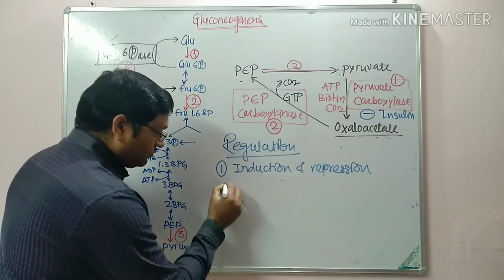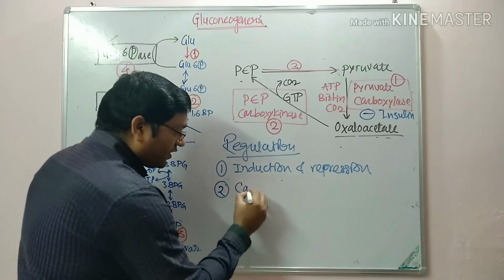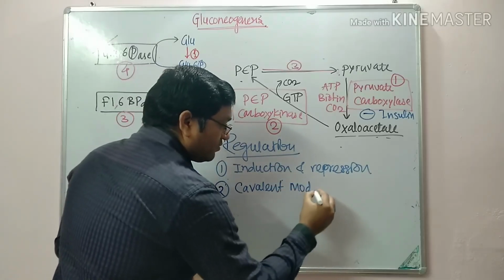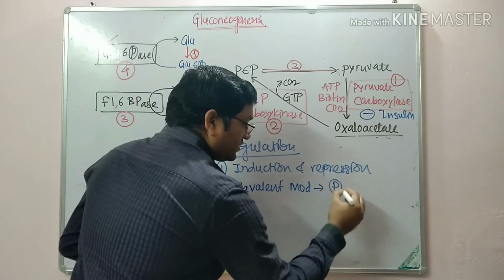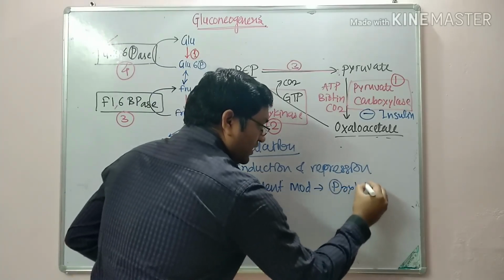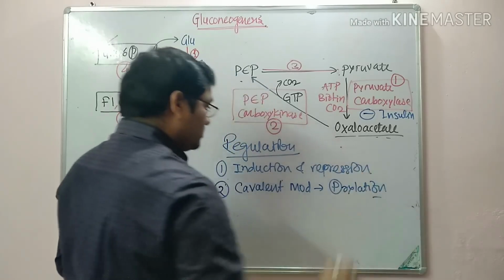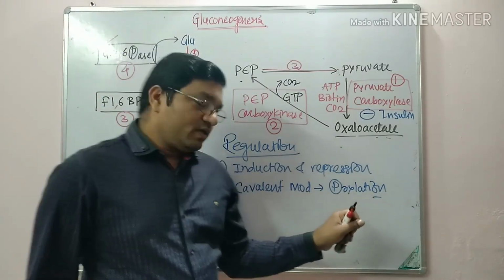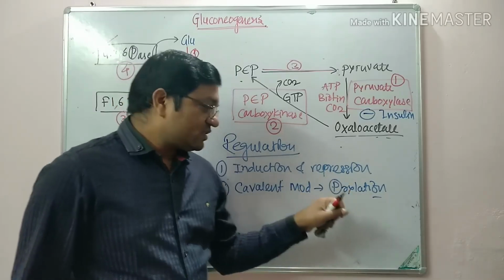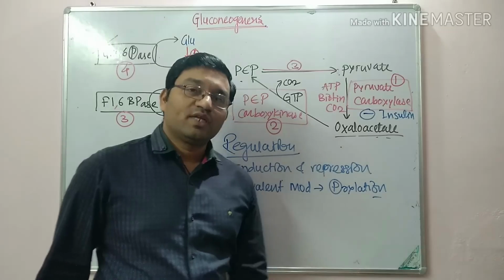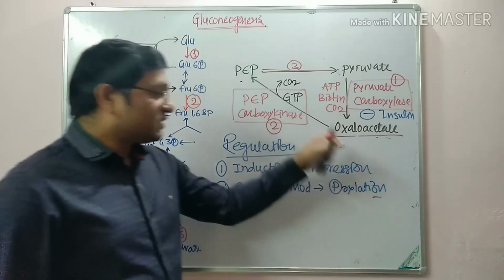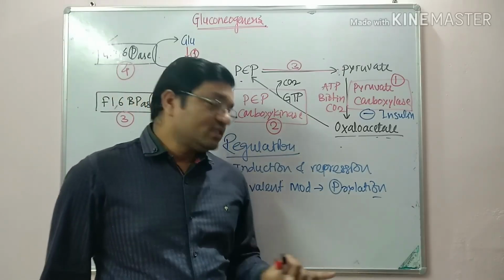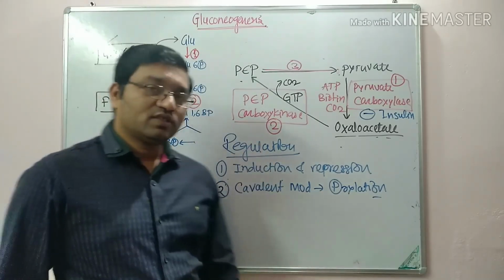Second is by covalent modification of enzyme, that is by phosphorylation. By covalent modification, with increasing cyclic AMP, this cyclic AMP activates the cyclic AMP dependent protein kinases. They phosphorylate these key enzymes in gluconeogenesis and activate these gluconeogenic enzymes. So this is the second mechanism of regulation.